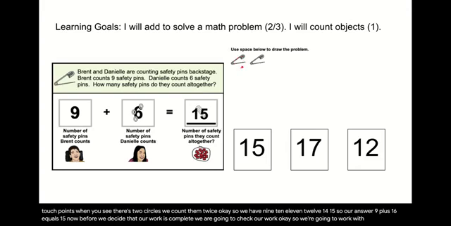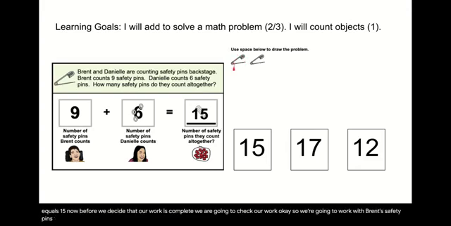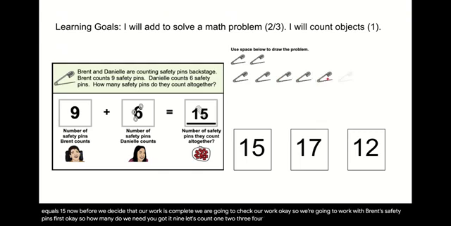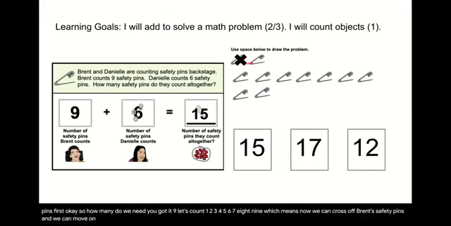So we're going to work with Brent's safety pins first, okay? So how many do we need? You got it, 9. Let's count. 1, 2, 3, 4, 5, 6, 7, 8, 9, which means now we can cross off Brent's safety pins and we can move on with Danielle's.